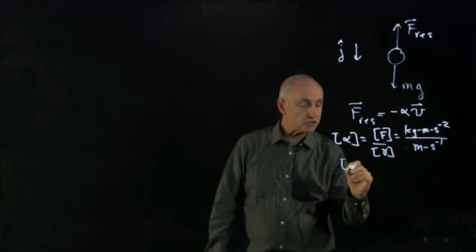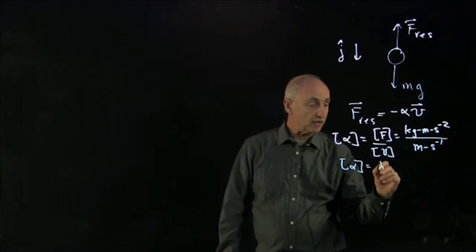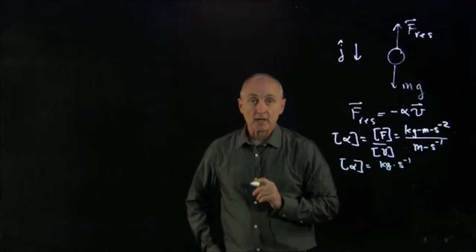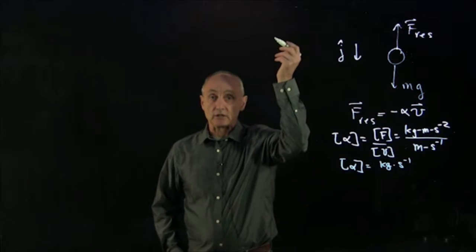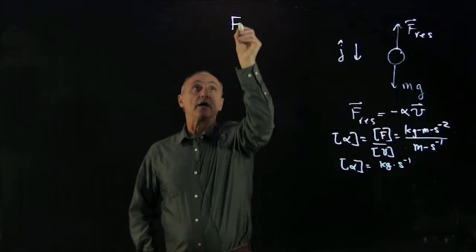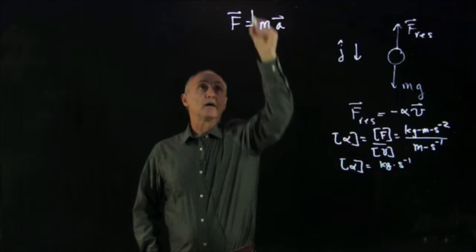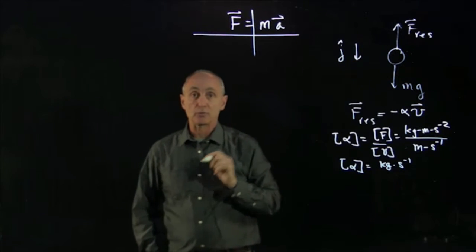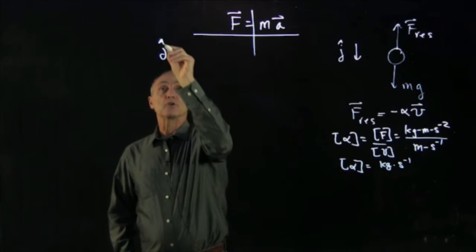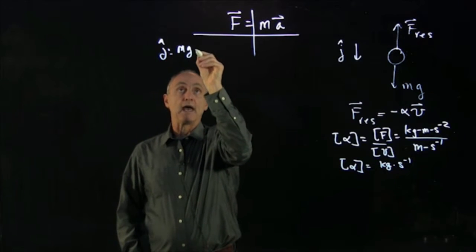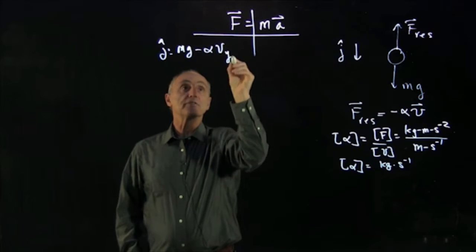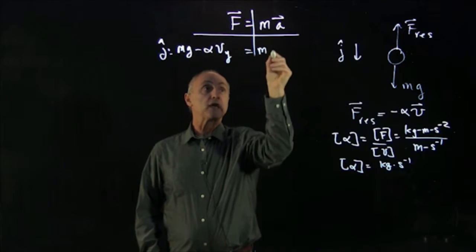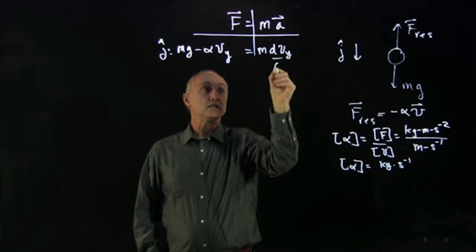And so we see that the coefficient of alpha has the units of kilogram per inverse second. Now what we'd like to do is apply Newton's second law. So let's analyze the forces and get the equation of motion for this object falling in a viscous medium with a resistive force. In the j-hat direction, we have the gravitational force, and we have our resistive friction force, which we're writing with Vy as the y component of the velocity, and that's equal to m times dvy dt.